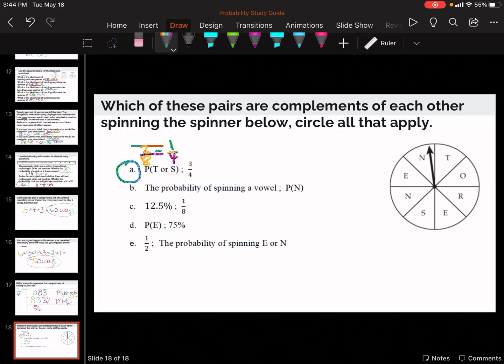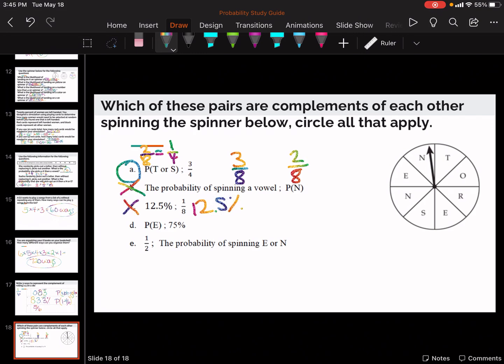The probability of spinning a vowel is 3 out of 8, and N is 2 out of 8, and that does not add up to 8, 3 plus 2, so that is not complement of each other. 1/8, we can just change that to a percent, and that is going to be 12.5%. Those are not complements, those are equal.